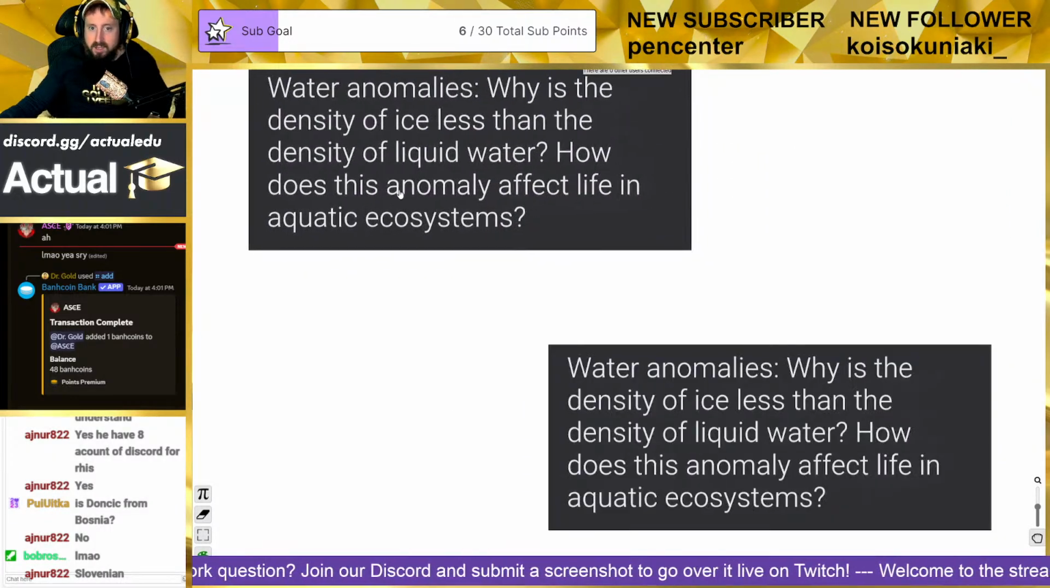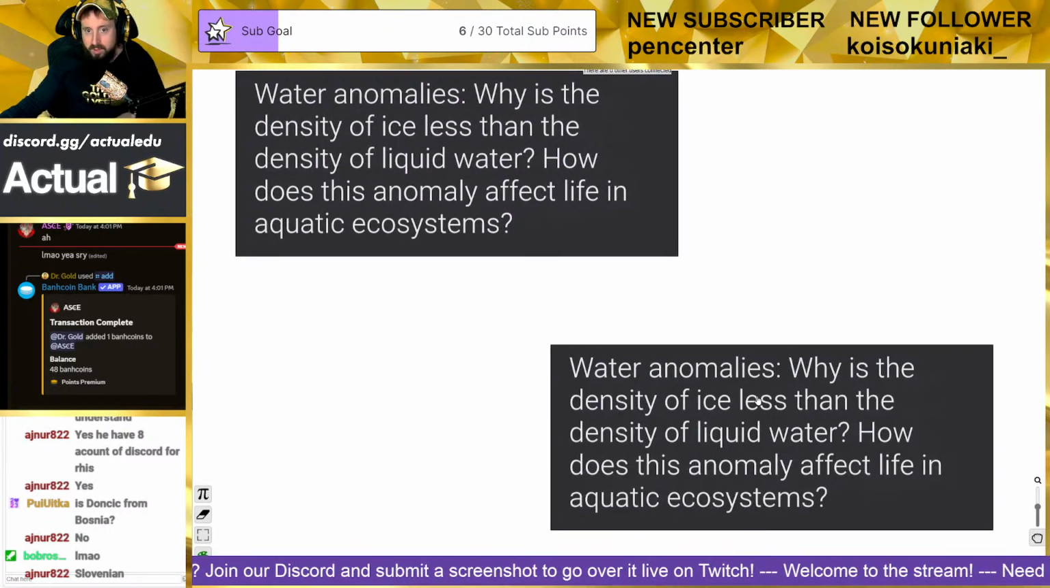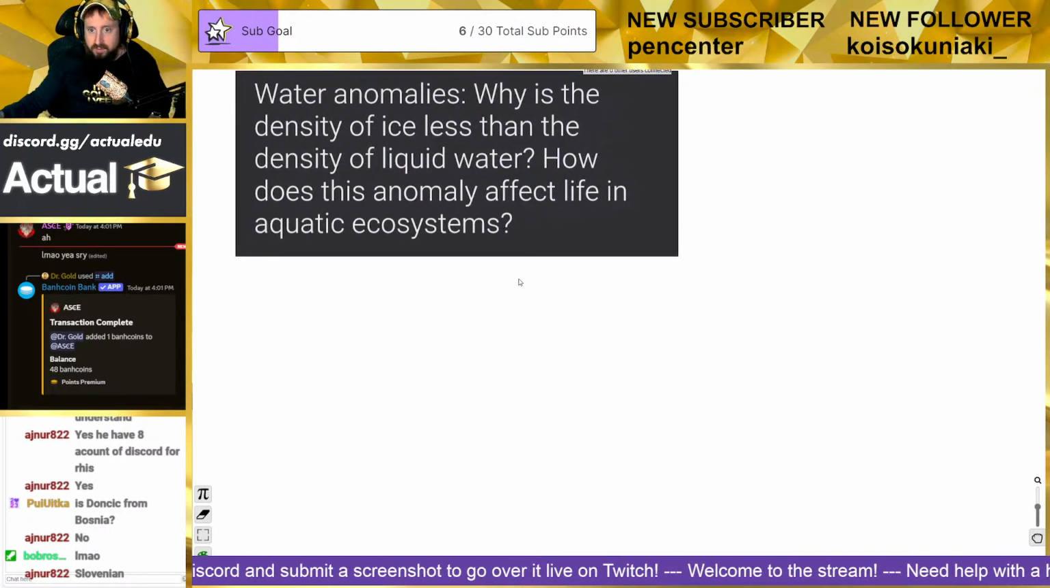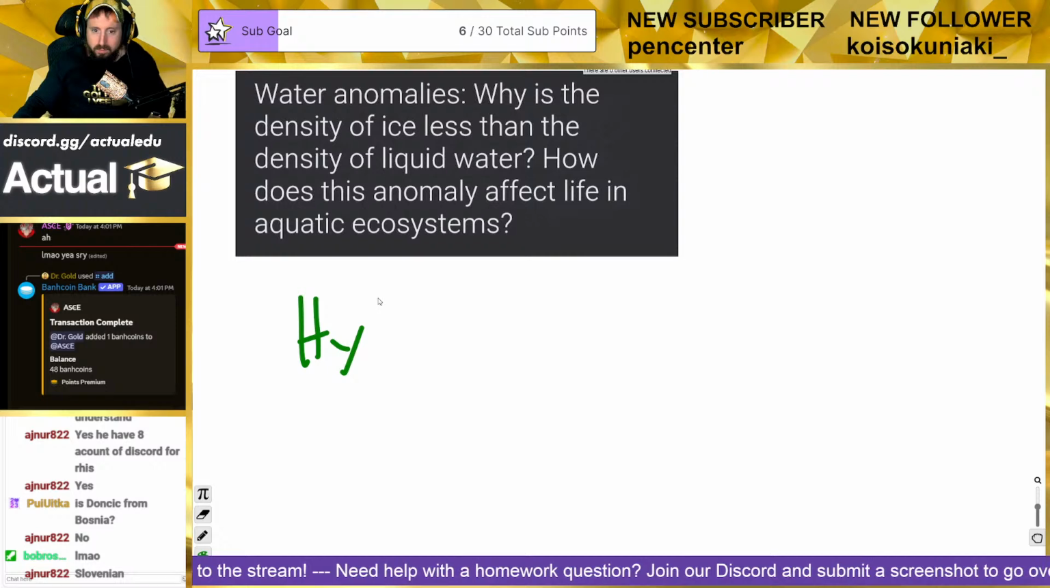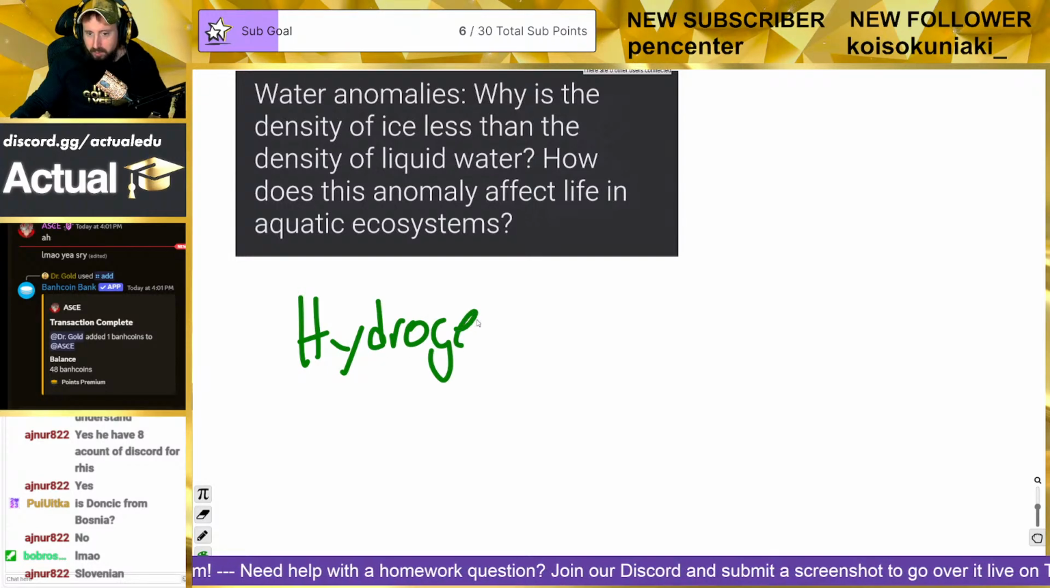All right, let's see here. Ajner, let me help you with yours because I think this is a cool one. Why is the density of ice less than the density of liquid water? How does this anomaly affect life in aquatic ecosystems? Okay, this is a pretty cool one. The answer for this, I believe, is hydrogen bonds. Someone correct me if I'm wrong. I think it's hydrogen bonds.